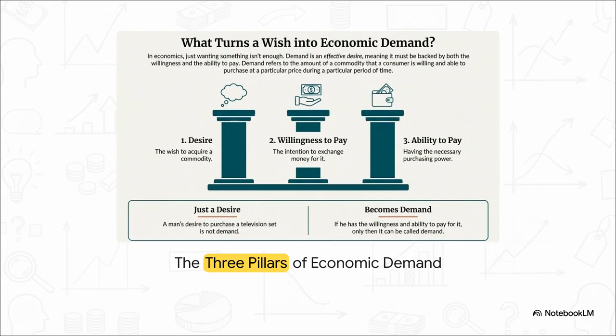And this brilliantly illustrates the concept in action. Think of it like a 3-legged stool. You need the thought bubble, the desire. You need the intention to actually hand over the money, the willingness. And you need the wallet with the purchasing power, the ability. Only when all 3 of these pillars stand together, during a particular time frame and at a specific price, does your wish magically transform into powerful, market-moving economic demand.